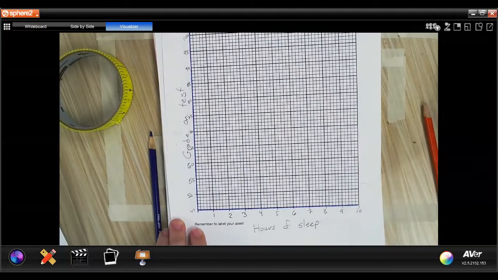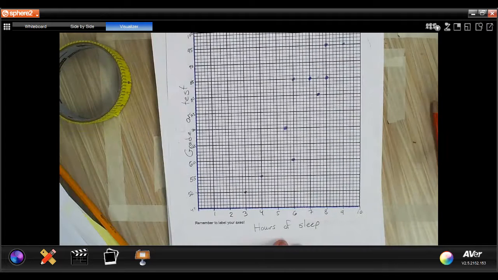The next thing you want to do is to plot all of your points, okay? Plot all of your points. All right, once you've plotted your points, you should get something like this. The next thing says to draw a trend line.